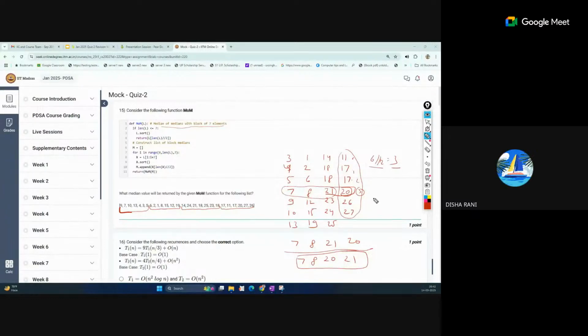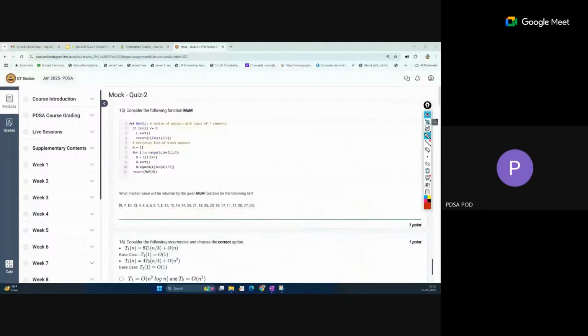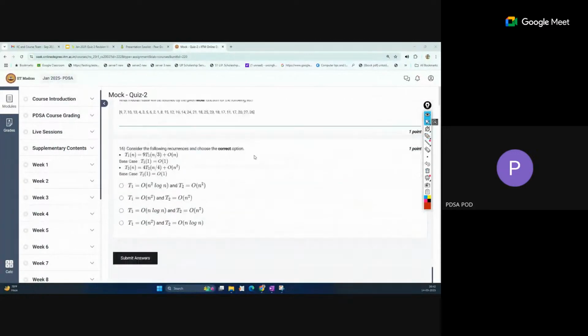Okay, sir, we are starting from zero. Because we are creating a list in every block, every index will start from 0. And here we have 4, so 4 divided by 2, so 0, 1, 2, 3, so this 20 we will pick. So this MOM algorithm will return this 20 as a median element from this unsorted list. Okay, so this is the one. And next is 16th.